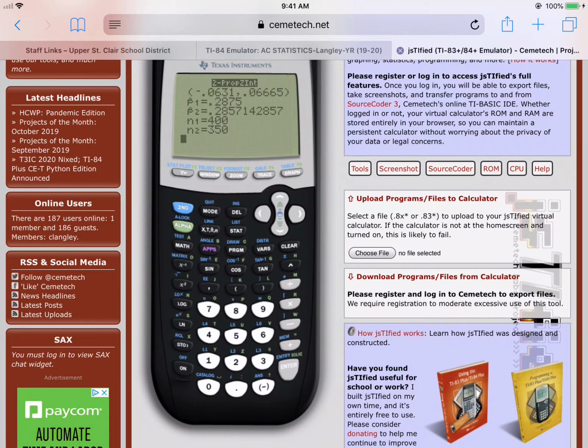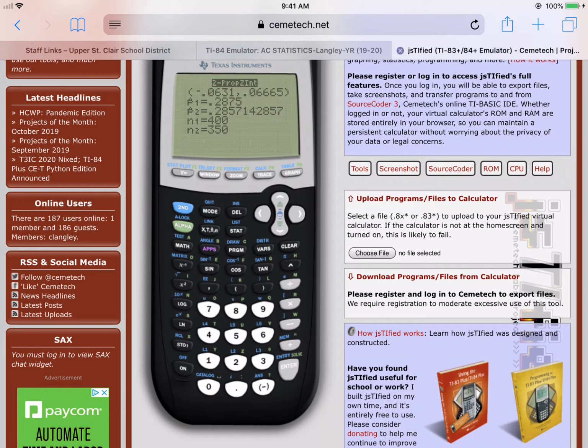We do want a 95% confidence interval, so we just go down and hit enter, and you can see that the confidence interval goes from negative to positive. Now these are very small numbers, that's okay, but look at the two p-hats. The calculator does it for you. You can see those numbers are very close to each other, those percentages. So we had 28.75% of males complete college within 4 or more years, and 28.57% of females complete college. So we are interested in the difference between these two proportions.